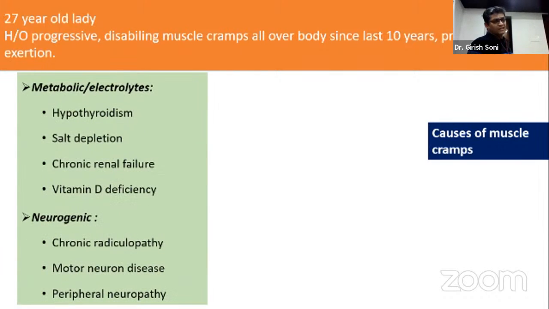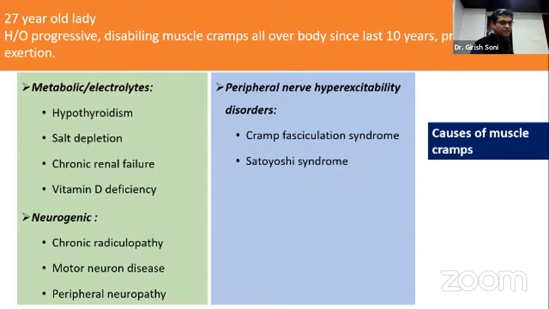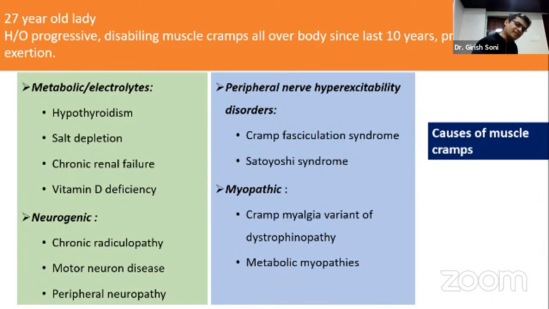So what are the causes of muscle cramps? The most common causes we see in clinical practice are metabolic causes related to calcium, magnesium, dehydration, renal failure, hypothyroidism; neurogenic causes like root pathology, anterior horn cell pathology, or nerve pathologies; peripheral nerve hyperexcitability disorders like Caspr2 positive syndrome or benign cramp fasciculation syndrome or hereditary cramp fasciculation syndrome, Sato syndrome; and some myopathies like metabolic myopathies or cramp myalgic variant of DMD or BMD, dystrophinopathies. So these are the various causes of muscle cramps.